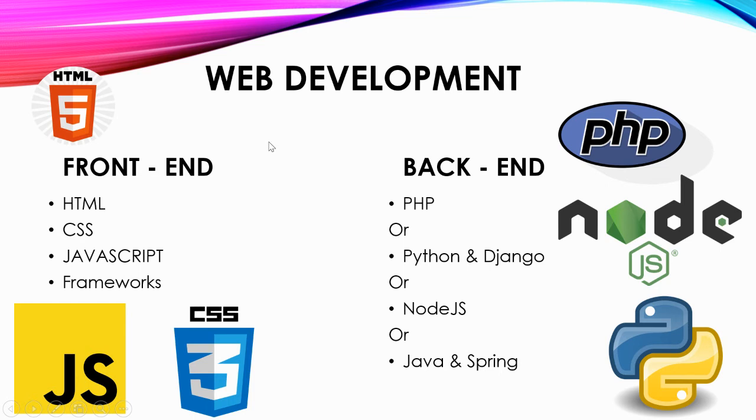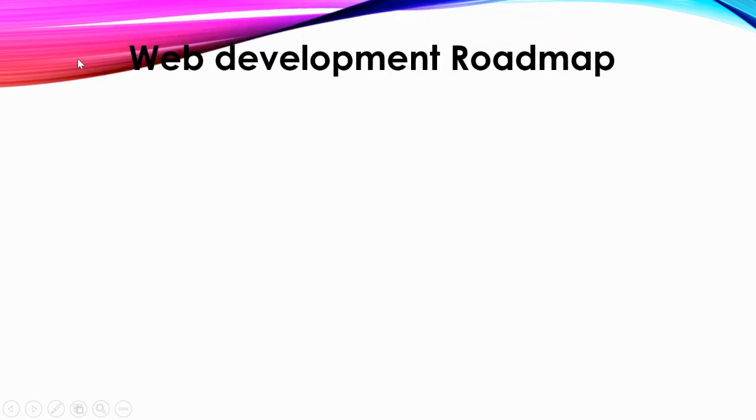And now let's talk about the main part of this video, which is the web development roadmap. So first of all, in web development we will be learning HTML. HTML is the main thing in web development, as it is the language of the web. HTML stands for hypertext markup language. After HTML, we'll be moving on to CSS, that is the cascading style sheet.